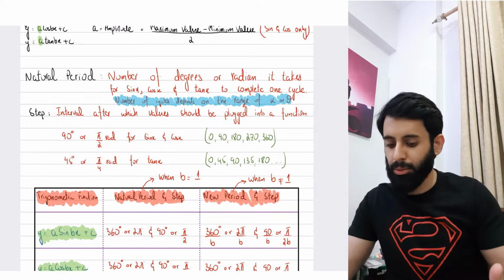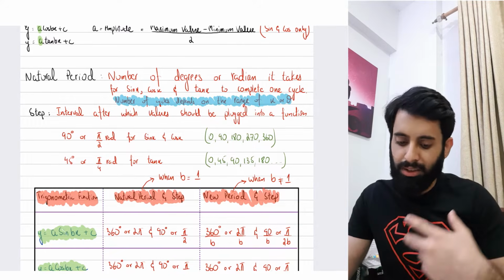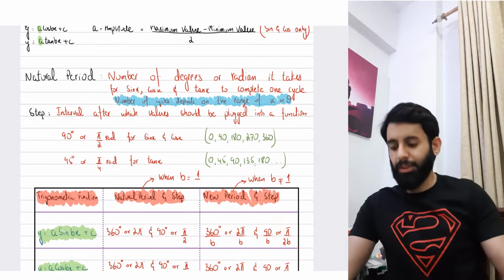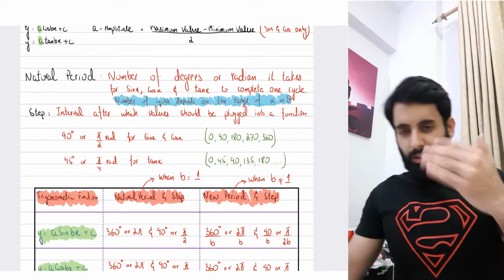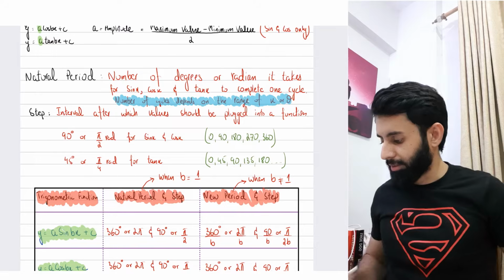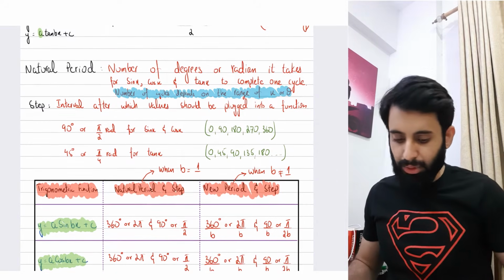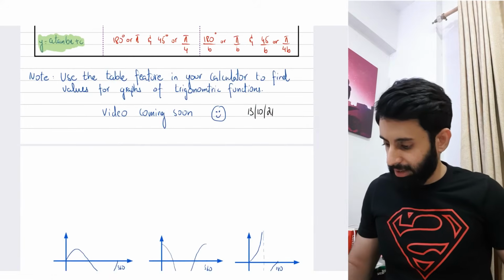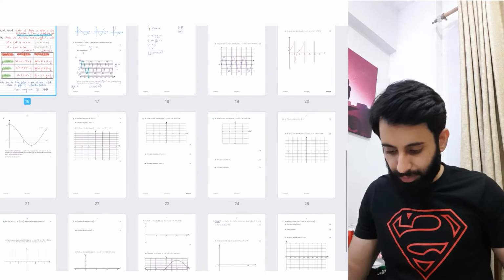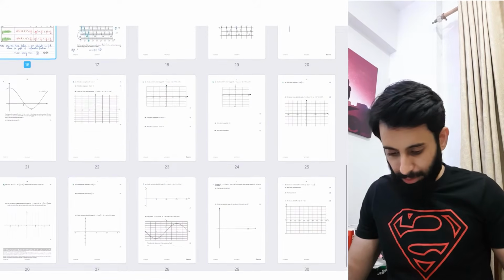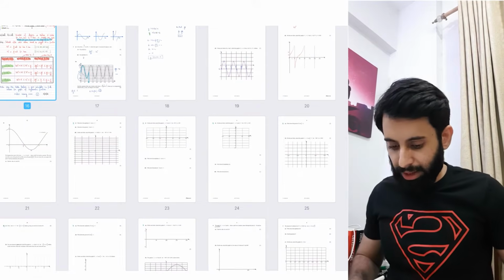You have basically two types of questions. One is that you may be given a graph and you may be asked to find the amplitude, the period, and the shift, which is basically the value of c. The other is that you may be asked to sketch the graph and show what that looks like. So anyway, let's get to work and do a couple of past paper questions that I have lined up for you guys.